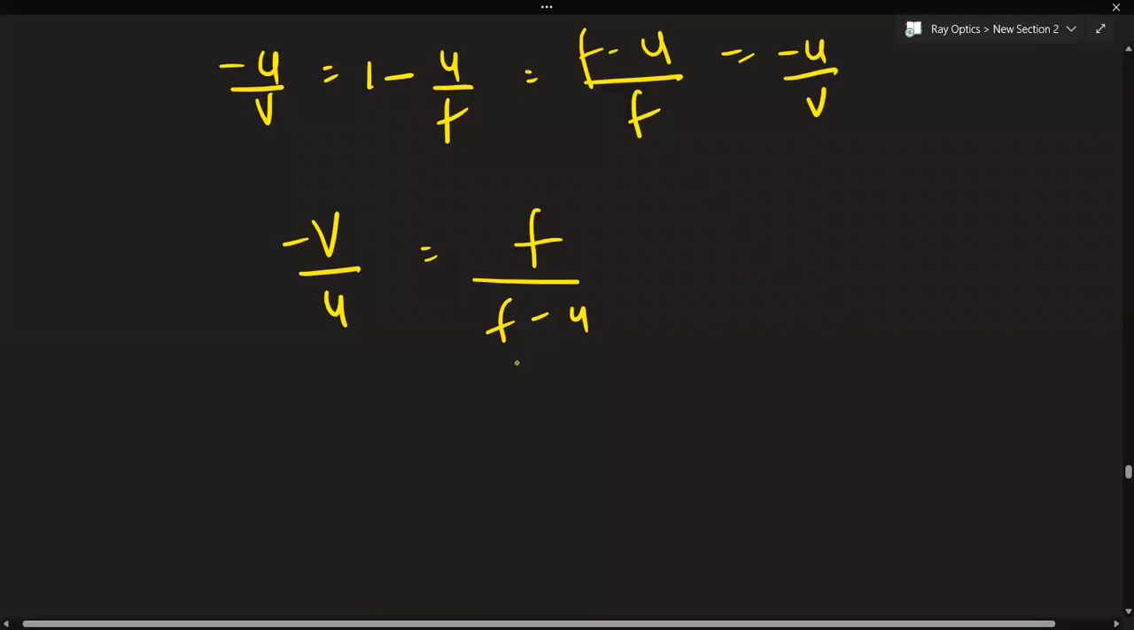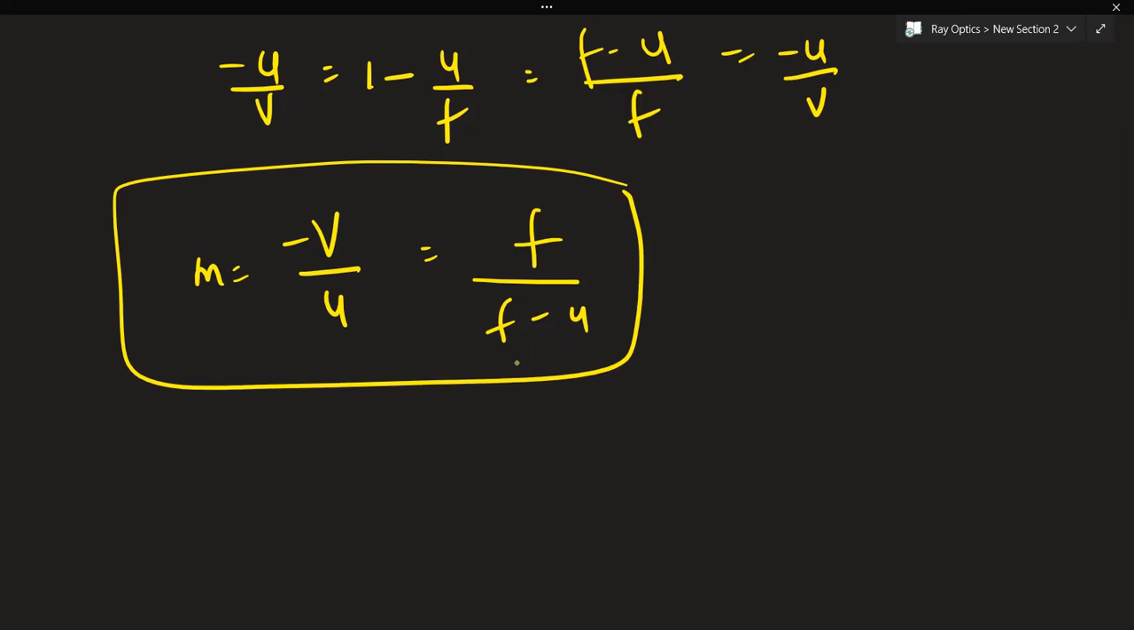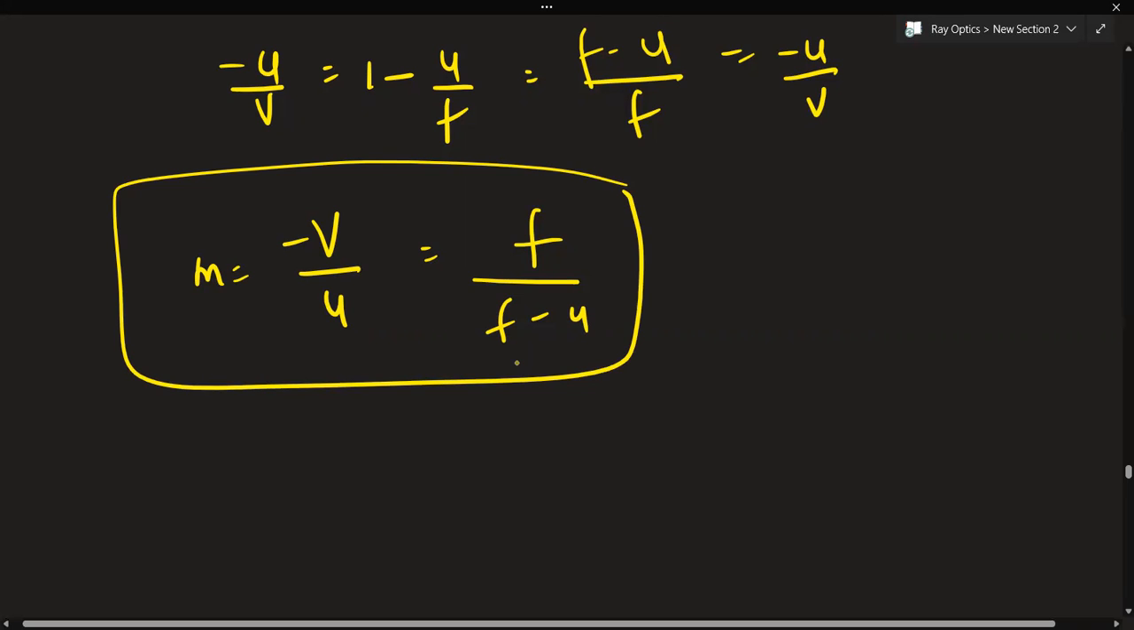So you have one more formula for magnification: F by F minus U. This is nothing new. In the exam, no need to write it. If F and U are given, directly use this in the numerical. Derivation won't be asked, but still, just in case. Otherwise, use the normal mirror formula to get V and put it here.